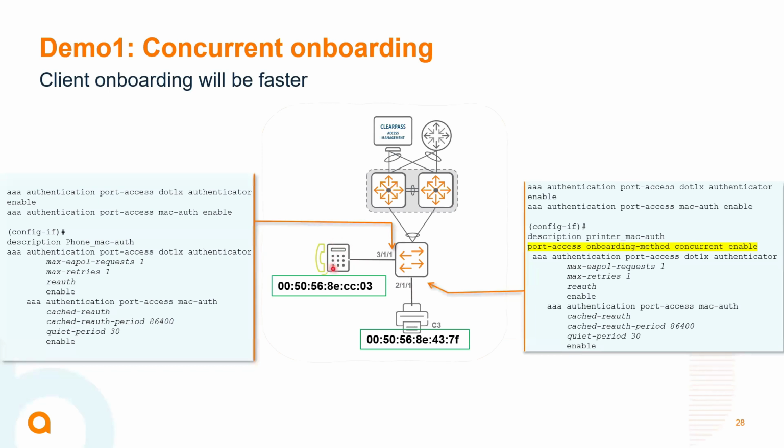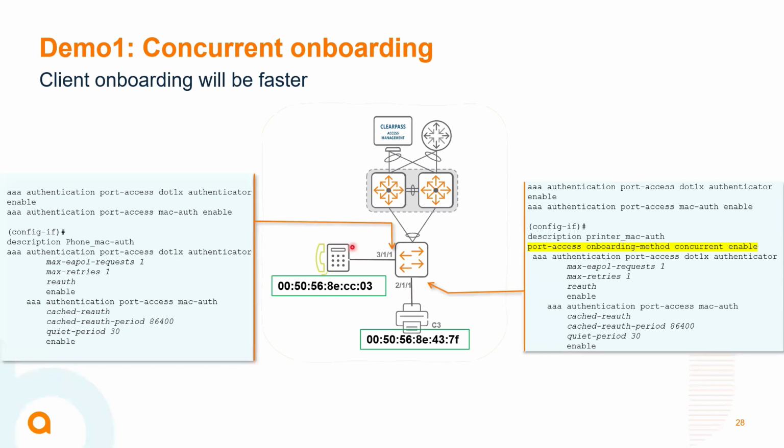In the first demo, we have two clients: an old phone, as you see here, which will do a MAC authentication, and another printer, which will also do a MAC authentication. On one of the ports we will enable concurrent onboarding, and the other port we will leave as it is in the 10.5 image. That means this port will not have the concurrent onboarding feature configured, while this port will have it enabled. Both are MAC auth clients.